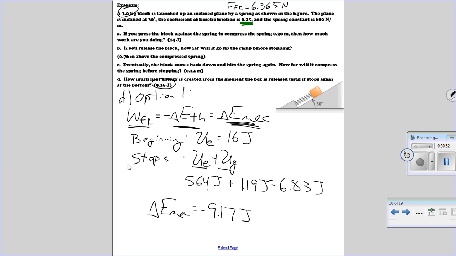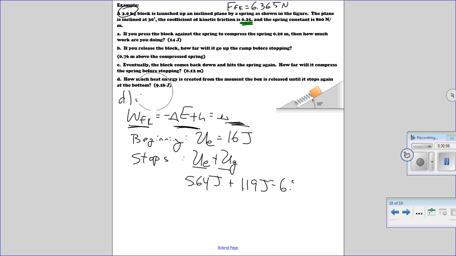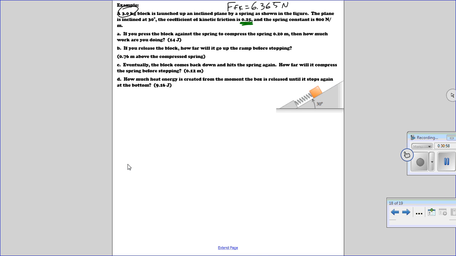Now, the other way to do it is this. We know how far the block went up the hill and then back down the hill, right? The block went up 0.2 meters to uncompress the spring. It went up another 0.56 meters from there, for a total of 0.76. Then it's going to come down 0.56 meters, and then it compressed the spring another 0.12 meters.